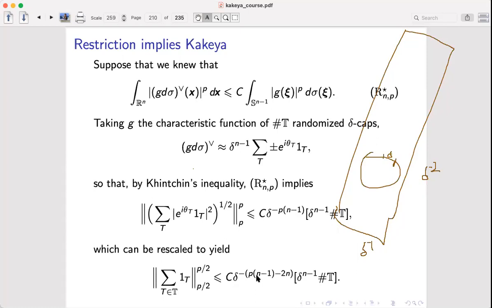And having done the rescaling, this factor comes up because you have delta to the -2n appearing. When you scale this, that appears in the Jacobian determinant. This is invariant under the scaling, of course, so you just bring it over. And so if p is equal to 2n over n minus 1, then this is 0. And then this p over 2 is n over n minus 1. So that's exactly the Kakeya conjecture from before when you're at that.